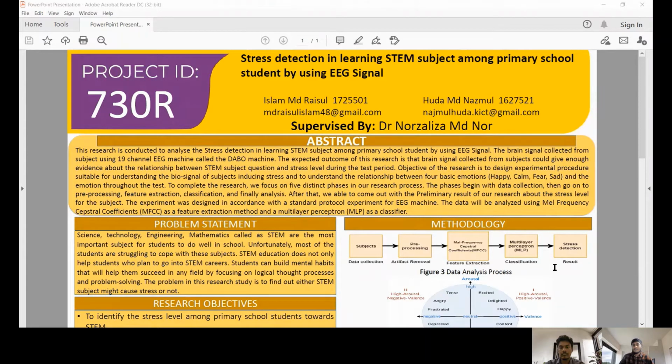The objective of this research is to design an experimental procedure and to understand the relation between four basic emotions, happy, calm, fear, sad, throughout the test. For this research, we focused on 5 different processes. These are data collection, pre-processing, feature extraction, classification, and lastly analysis. The data will be analyzed using Mel Frequency Cepstral Coefficient MFCC as a feature extraction and multilayer perceptron MLP as a classifier.